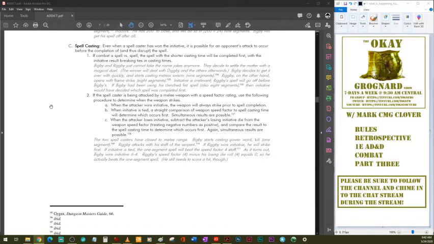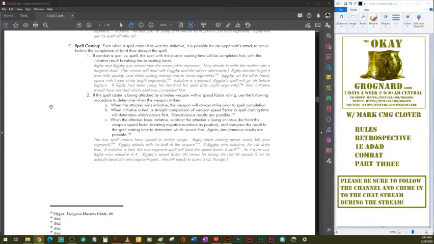Number 2. If the spellcaster is being attacked by a melee weapon with a speed factor rating, use the following procedure to determine when the weapon strikes. Lowercase a. When the attacker wins initiative, the weapon will always strike prior to spell completion. Lowercase b. When initiative is tied, a straight comparison of weapon speed factor to spell casting time will determine which occurs first. Simultaneous results are possible.